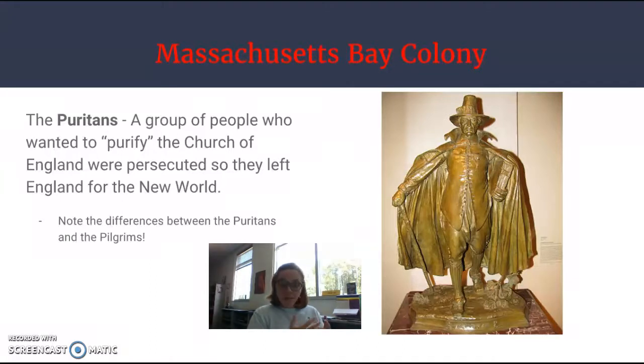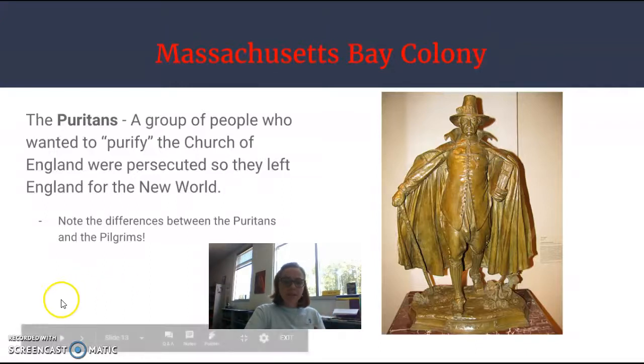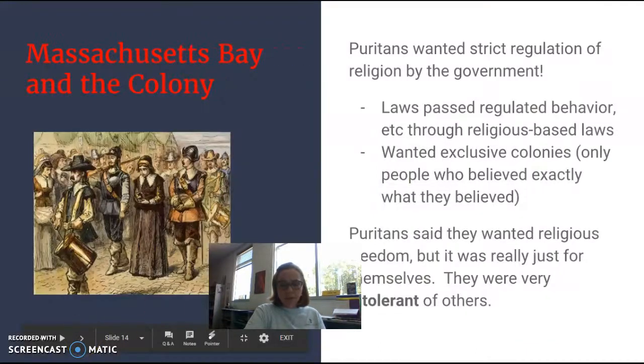And when they fought and fought and fought about the Church of England, they were persecuted. So they left England for the New World. So we'll talk a little bit about the differences between the Puritans and the Pilgrims during class, okay? Just don't forget about that. So they created the Massachusetts Bay Colony, okay? And they were supported by a joint stock company called the Massachusetts Bay Company, right?